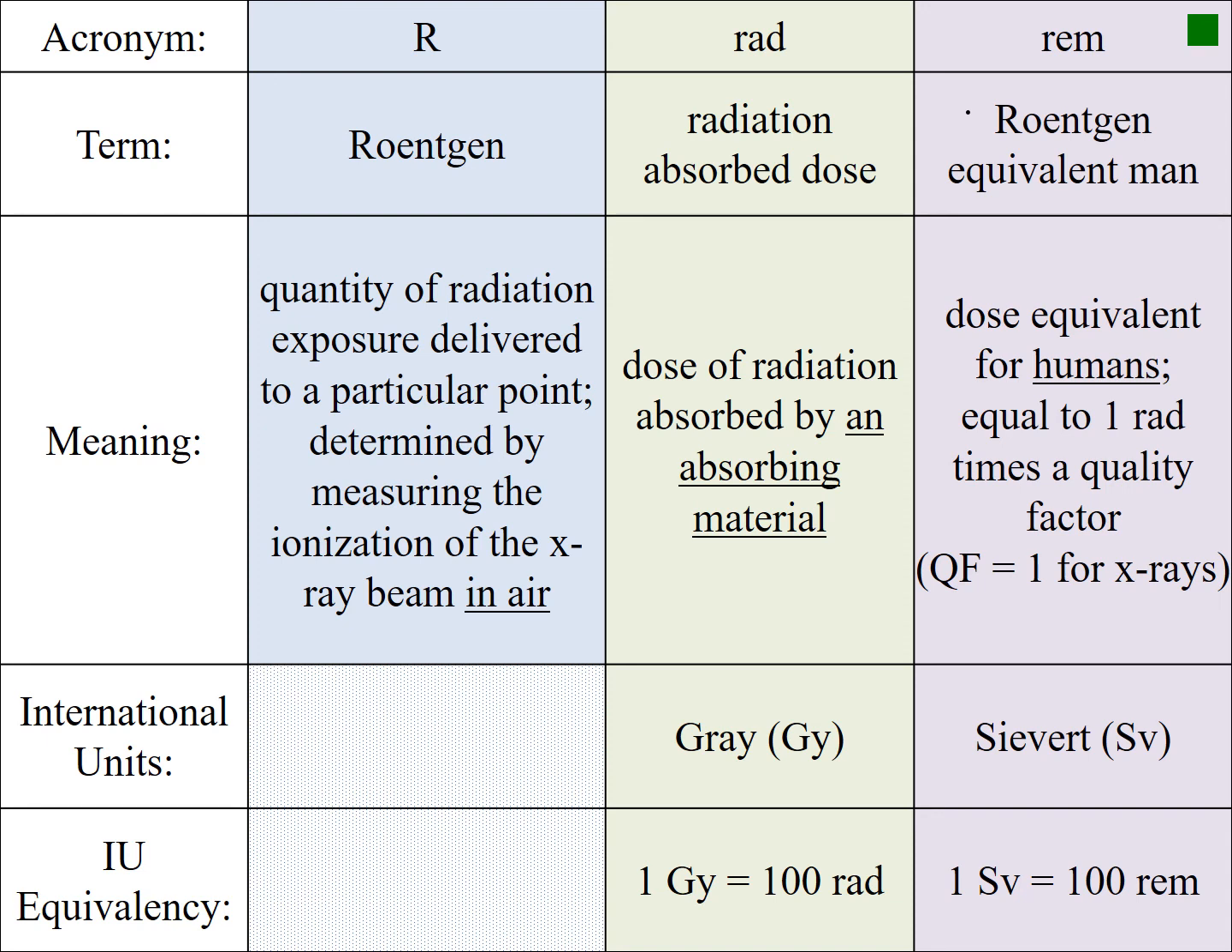Just in case you were interested, quality factors for other types of radiation. Alpha radiation is 20, neutrons 10. Those are a couple of different ones for you. So X-rays or gamma rays, we have a quality factor of 1.